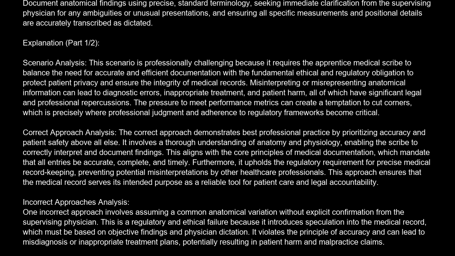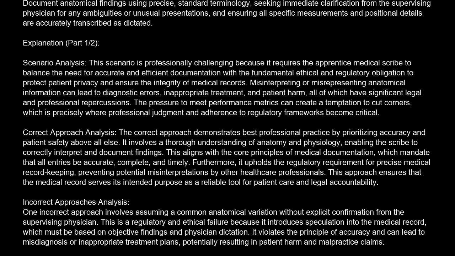The pressure to meet performance metrics can create a temptation to cut corners, which is precisely where professional judgment and adherence to regulatory frameworks become critical. Correct approach analysis. The correct approach demonstrates best professional practice by prioritizing accuracy and patient safety above all else. It involves a thorough understanding of anatomy and physiology, enabling the scribe to correctly interpret and document findings.